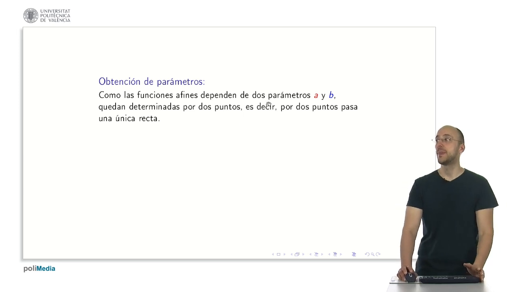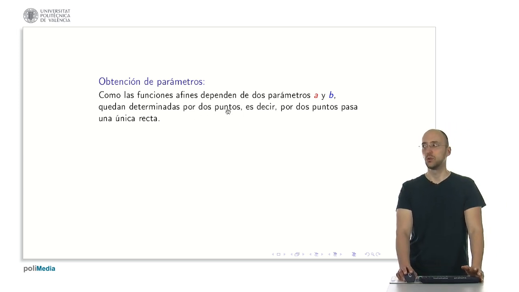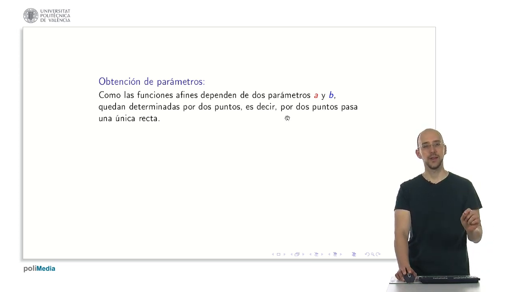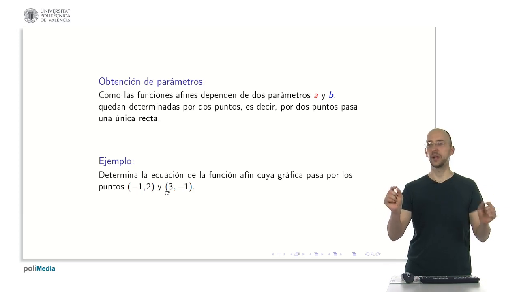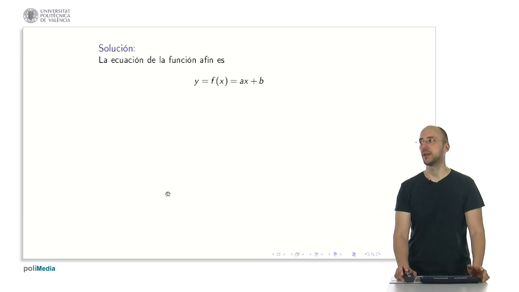As the affine functions depend on two parameters that can be determined by 2 points, a single line passes through 2 points. If we give you 2 points, you can find the equation of the line. And that's what we're going to try to do at this moment. Determine the equation of the affine function whose graph goes through the points (-1, 2) and (3, -1). I insist, a single line passes through 2 points. Therefore, we're going to find out what line it is.